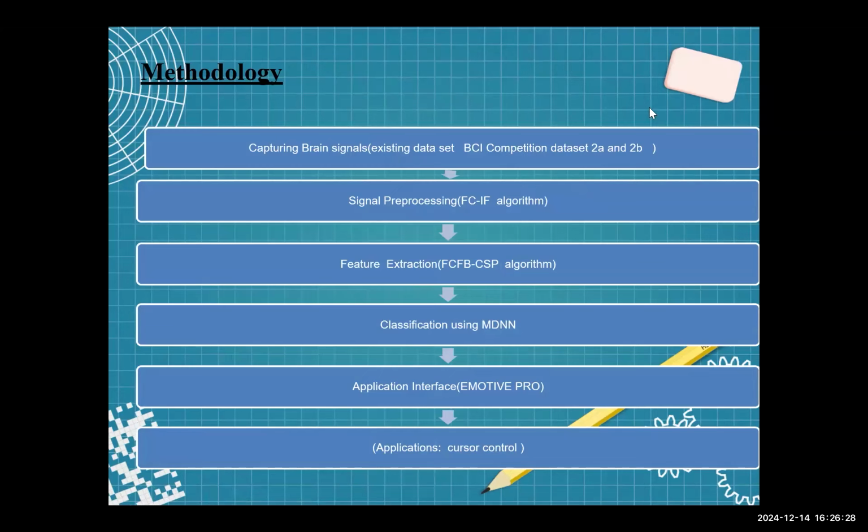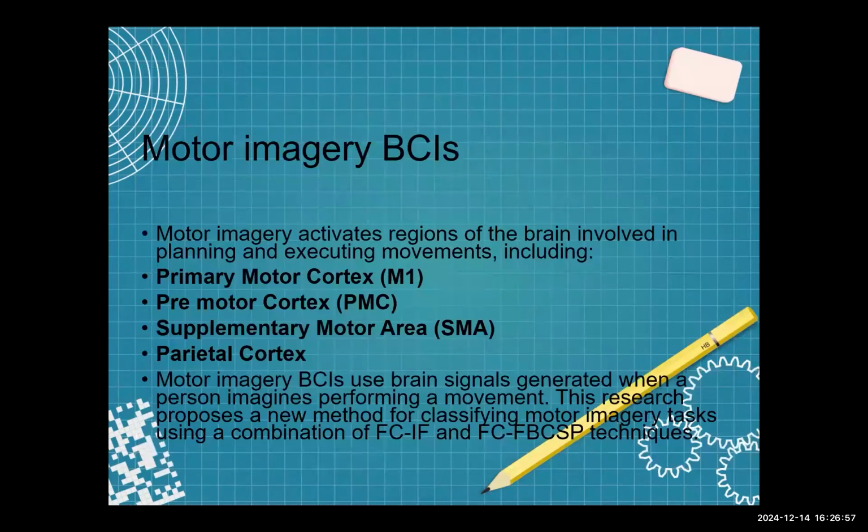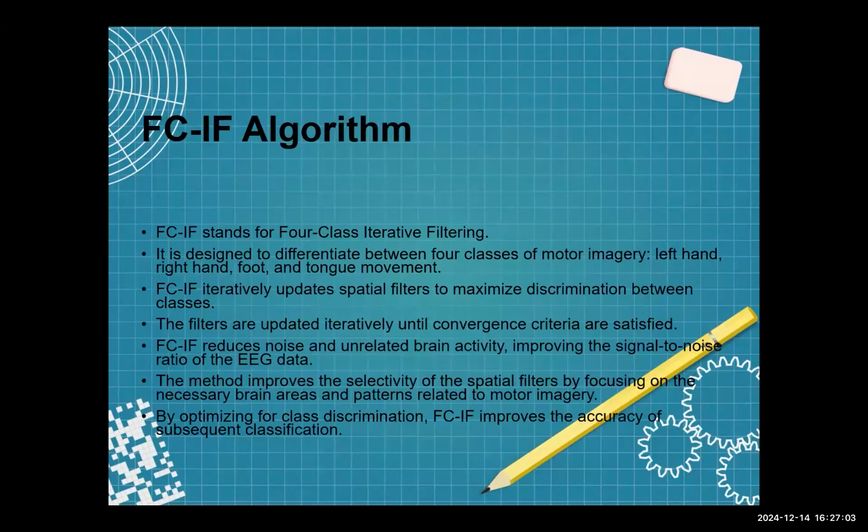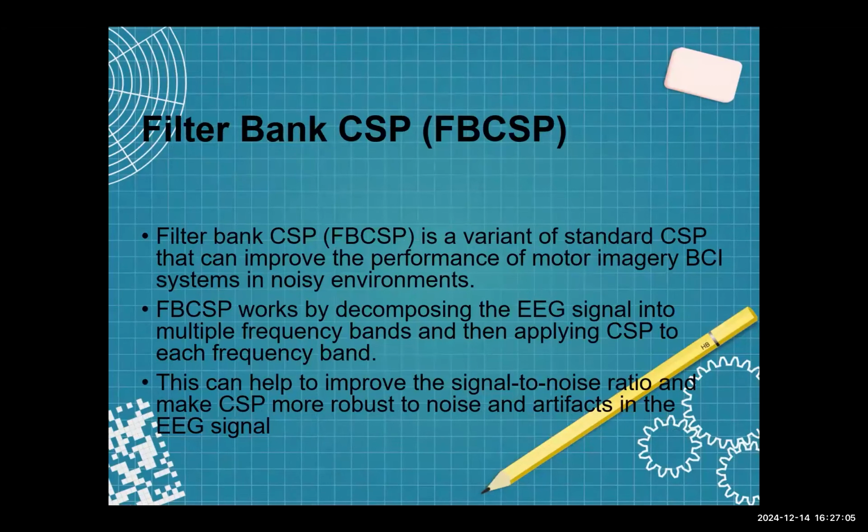Next, after that, we have to capture the signals. Then we will apply the signal processing algorithms. Then feature extraction. Then classification using the MDNN algorithm. Then we will give it to the application interface, which can be used to control the cursor. In the pre-processing stage, we use some filter banks.